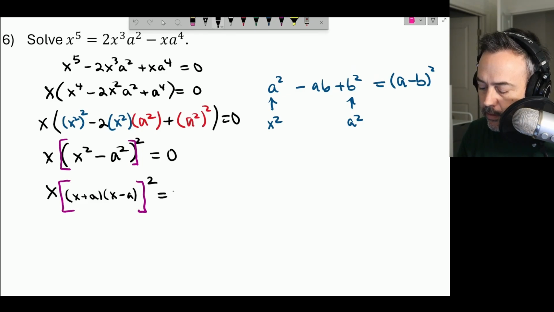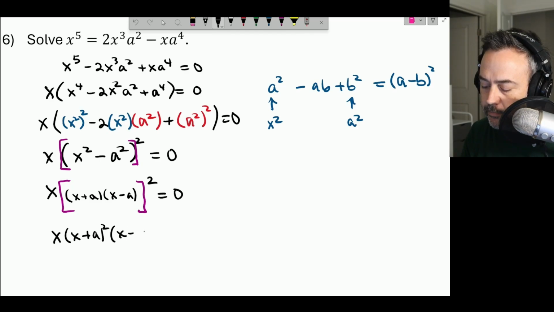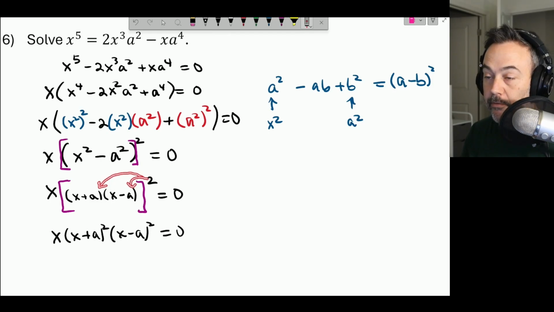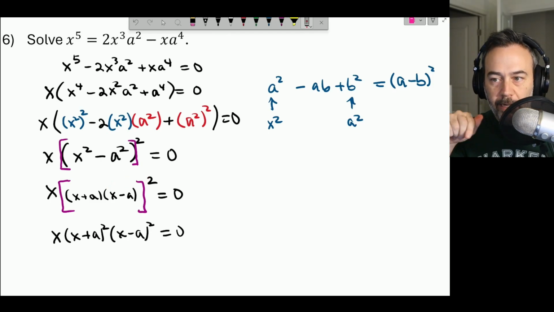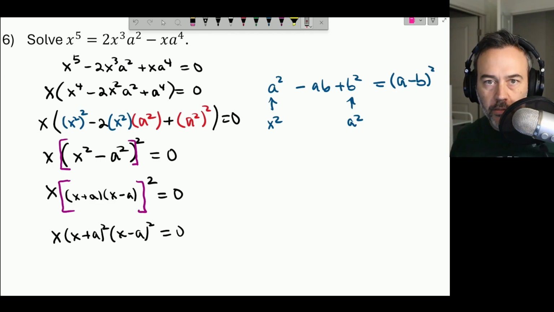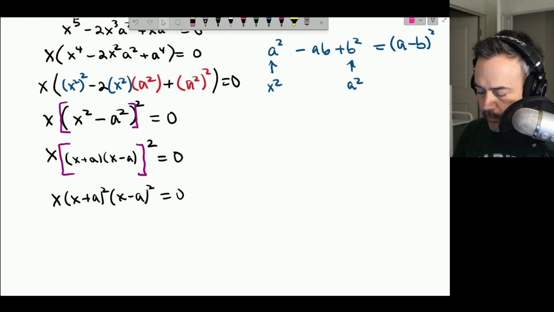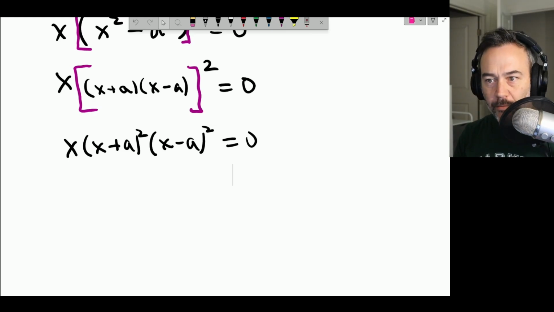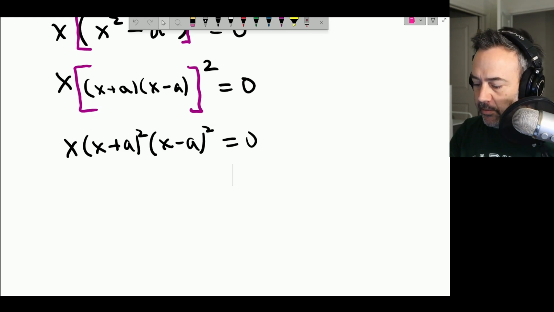This is all equal to 0, so I get (x + a)²(x − a)² = 0. Reminder, this exponent of 2 applies to every factor that's inside of the parentheses, or in this case, inside the brackets. And the brackets are just parentheses. I just put brackets around it to make it visually easier to read. Okay, we've got everything fully factored. I can see the multiplicities because I've written it in the proper way.